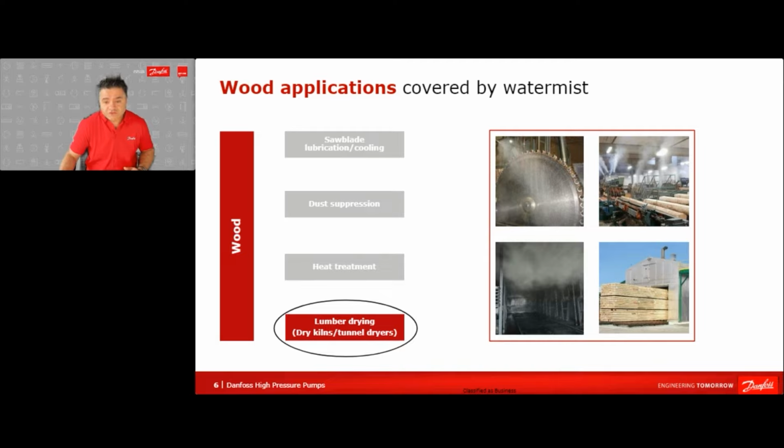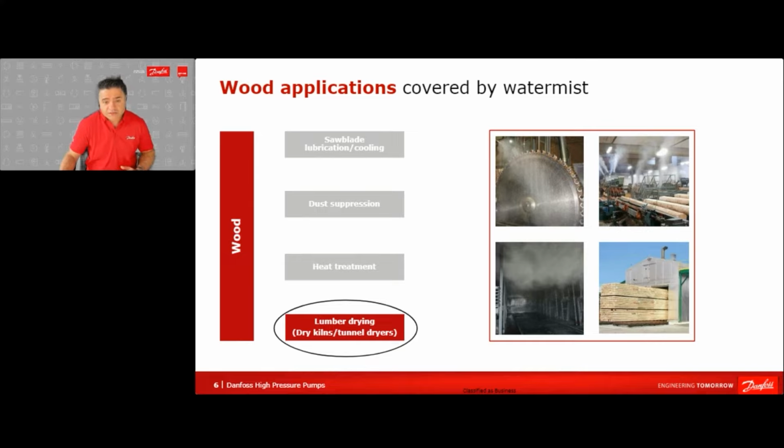On the top left, you can see the saw blade lubrication or saw blade cooling. What we do is place the water mist nozzles at a close distance to the saw blade, and all those fine water mist droplets cover the saw blade surface. You achieve two effects. One is the cleaning of the surface of the saw blade, and the other is the cooling of the surface, which leads to an efficiency increase of the saw blade, and you keep it clean all the time, which increases the lifetime of the saw blade.